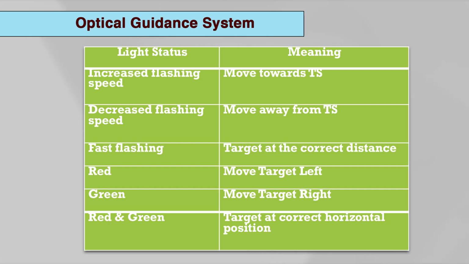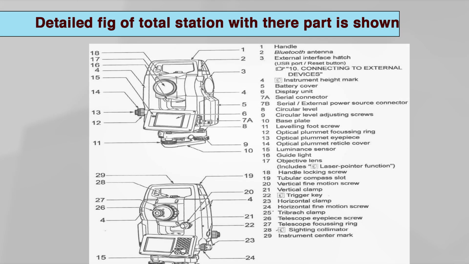When the light shows red, that means move the target left. Light showing green means move the target right. Light showing red and green means the target is at the correct horizontal position. Another important part of total station is the communication ports, which enable an external data collector or computer to be connected, used for downloading from the total station and uploading to the total station.